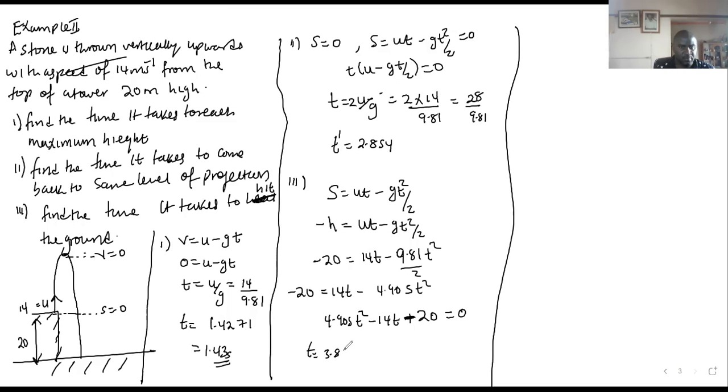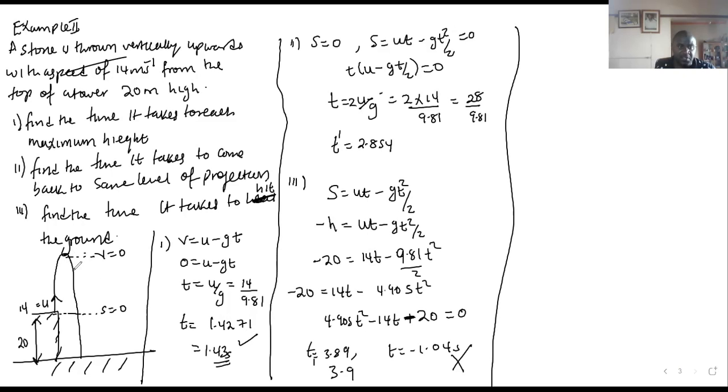3.8997. Negative 1.0456. So the answer is time is 3.9, and 1.04 negative, but the negative is not correct because this is a real aspect, which is seen. It is not an ideal situation.